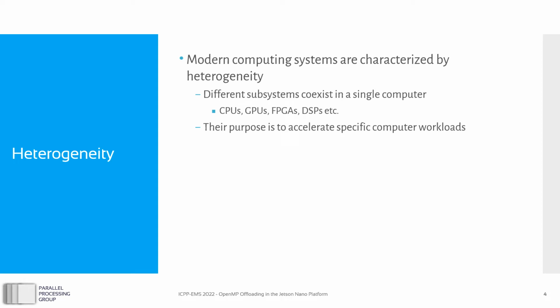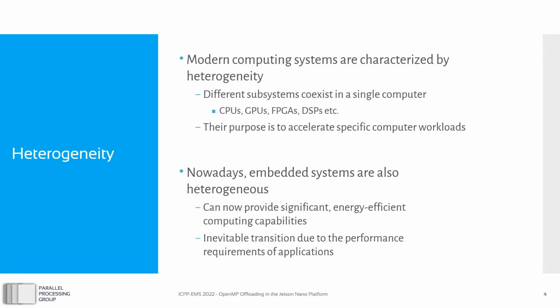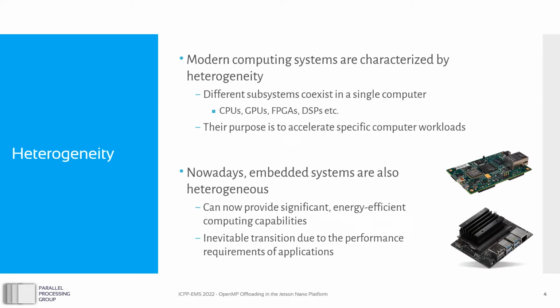It's a fact that modern computing systems are heterogeneous. That means that a single computer can contain different subsystems, all of which can cooperate for accelerating specific workloads. For example, GPUs accelerate graphic workloads, DSPs can be used for audio signal processing, etc. Embedded systems have also become heterogeneous because the applications require more performance. Examples of heterogeneous embedded systems are the Parallella board by Adapteva and of course the Jetson Nano platform.